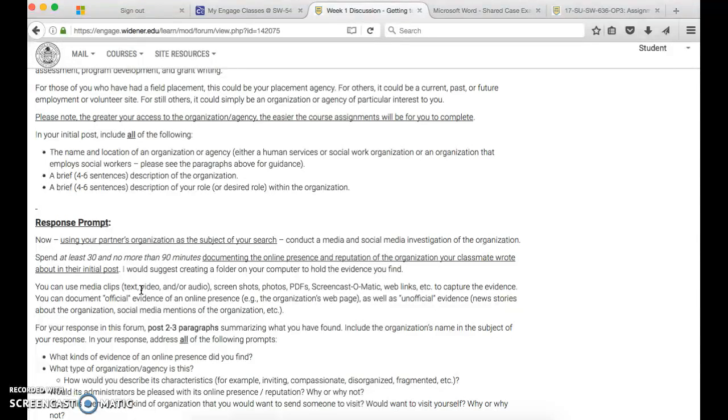So I would suggest just creating a folder on your desktop where you can collect all of that evidence. You can use media clips, whether it's text or video, screenshots, photos, different PDF documents or web links, to capture whatever evidence you can find about the online presence of this organization through their webpage, as well as unofficial evidence such as news stories if they've been in the news recently, or other social media mentions.